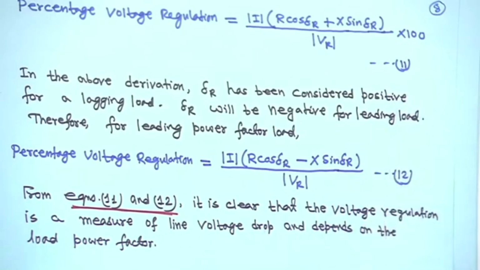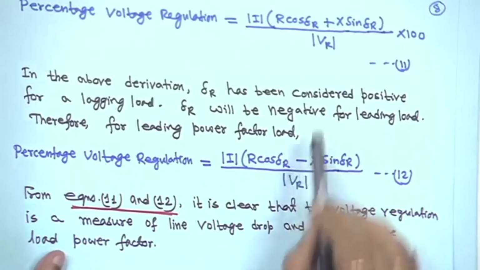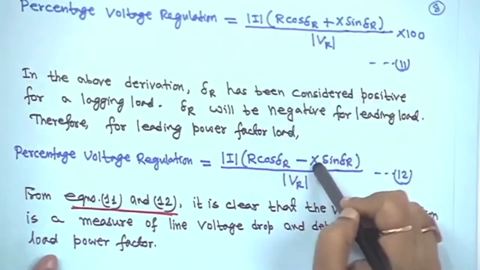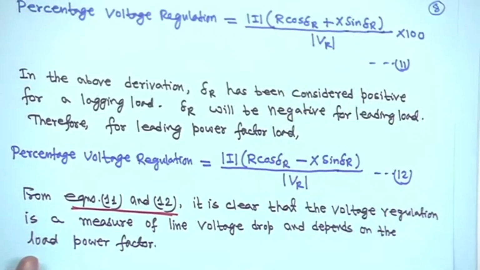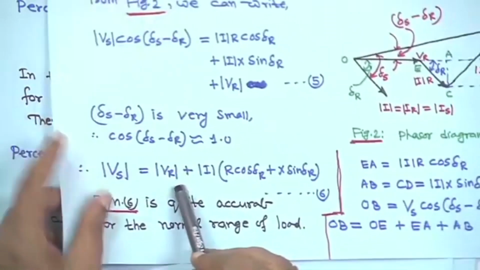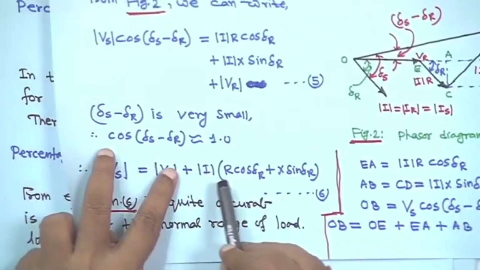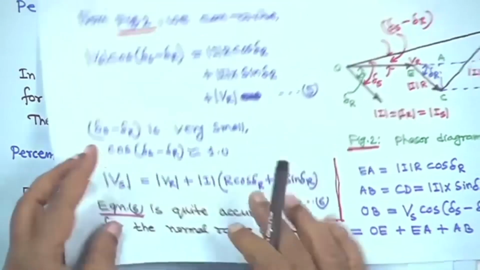From equation 11 and 12, it is clear that the voltage regulation is a measure of line voltage drop and depends on the load power factor, because either this term or this term is basically the line voltage drop. Magnitude Vs minus magnitude VR is the line voltage drop, which is equal to magnitude I into this term.